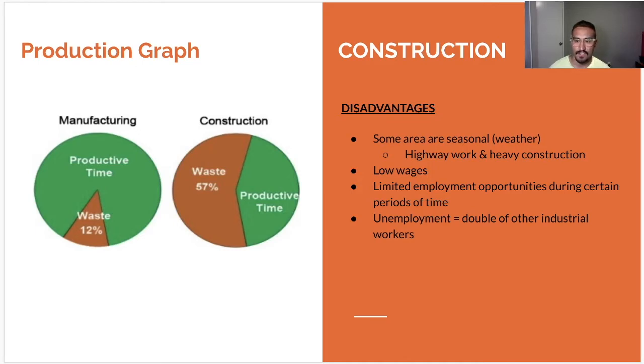We can see that construction is seasonal, especially with highway work and heavy construction. In places like Denver, Colorado, you get the 4 seasons, and you can't really build when it's snowing or raining, which makes it seasonal. There's also low wages in construction because there's no unionization. There are limited employment opportunities during certain periods of time. Also, another disadvantage is that the unemployment rate in construction is double that of other industrial workers, because the weather determines if they're going to work or not, versus manufacturing. Since it's done in factories, employment can be year-round.